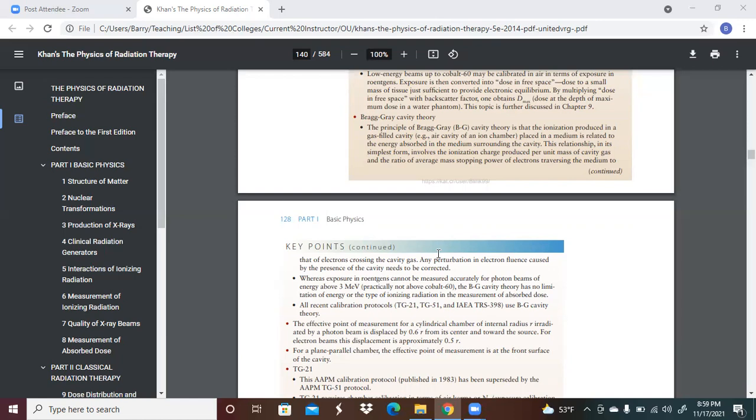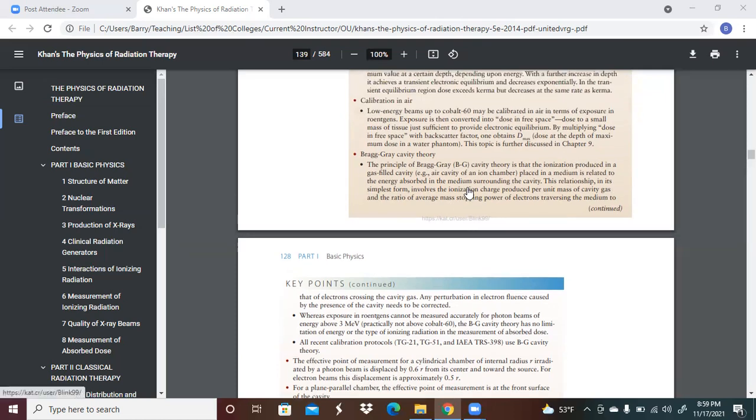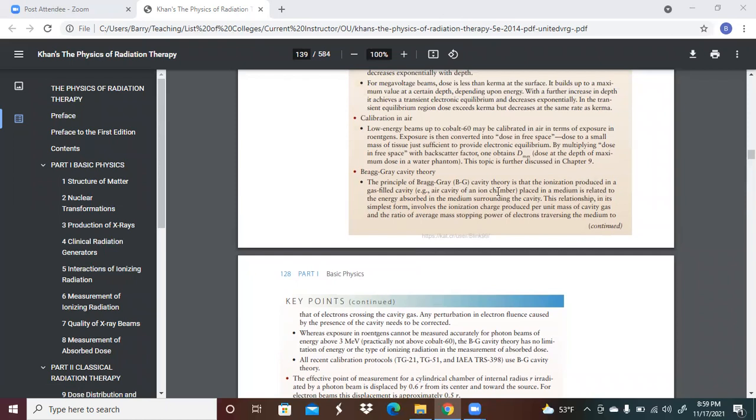So the idea here is that if we take a chamber and put it inside a particular cavity, say within a medium, and we can figure out the amount of ionization that's produced, we can then tie that to the amount of dose being produced within that medium. That's what this is trying to get across.